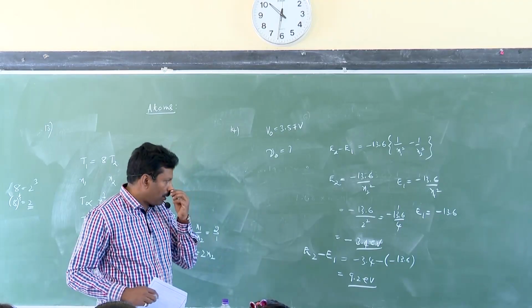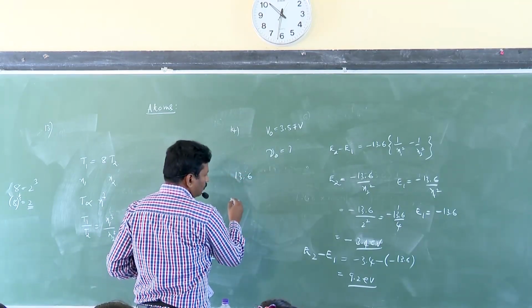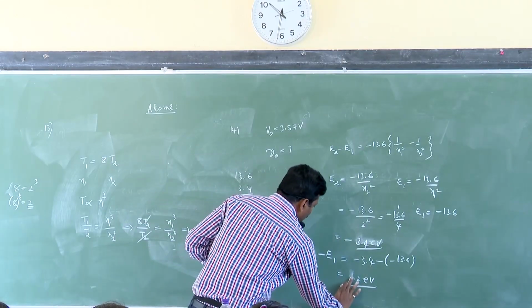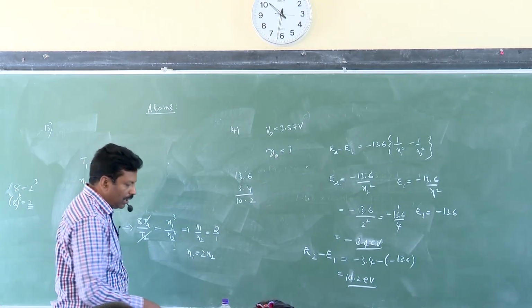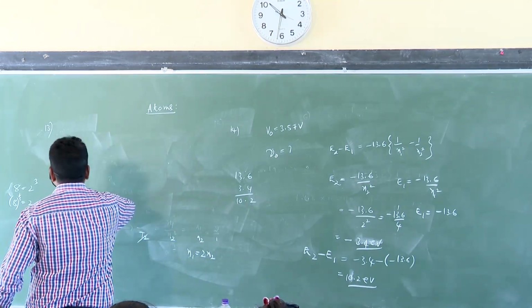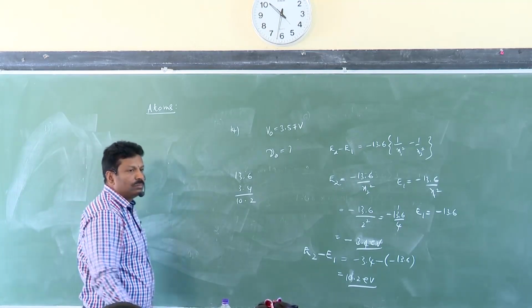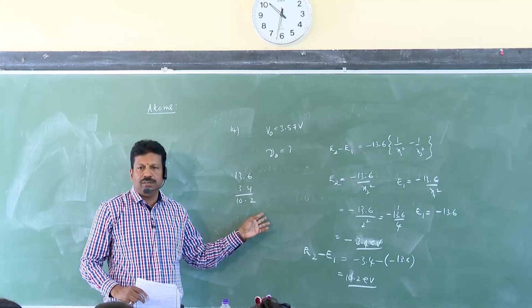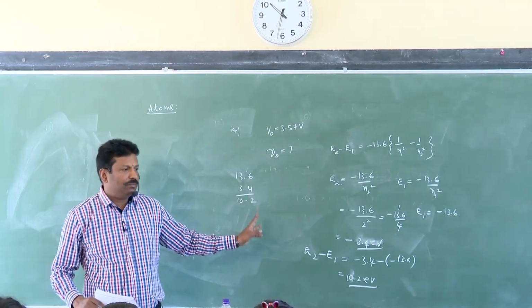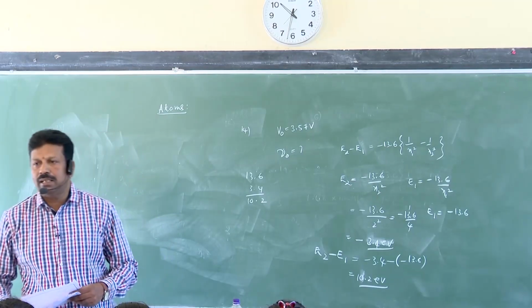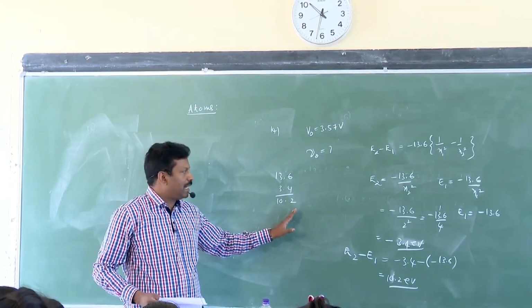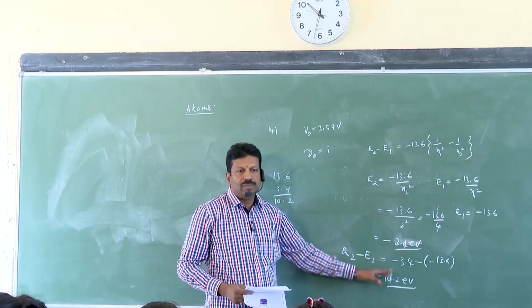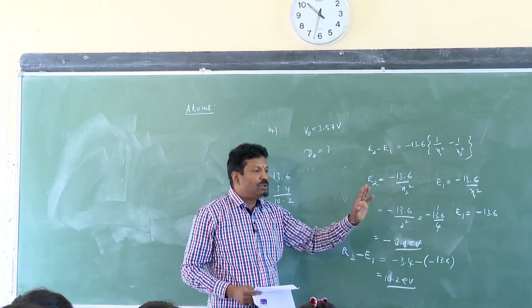So it is 10.2 electron volt. Now this is the energy emitted by the electron when the transition takes place from the higher energy state to the ground state, and this energy is made to be incident on the metal. This is the monochromatic radiation.